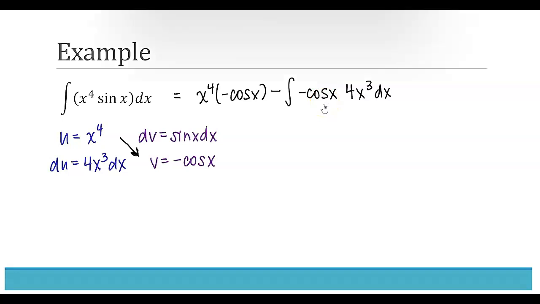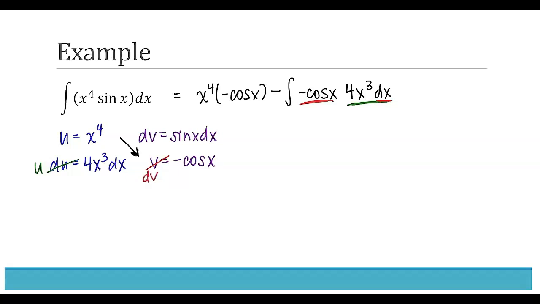Now, I would have to let u in this next integration by parts be 4x cubed. Notice that 4x cubed was my du for my previous problem, so I'm going to cross that out and say this is my new u from this integral. And then my dv would be my negative cosine x with the dx part. Notice that negative cosine x dx was the v from my previous integration by parts, so I'm going to cross that out and make this my new dv.